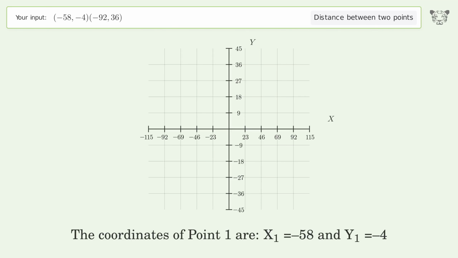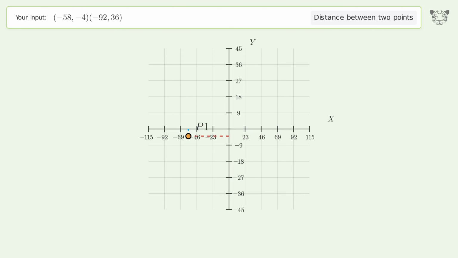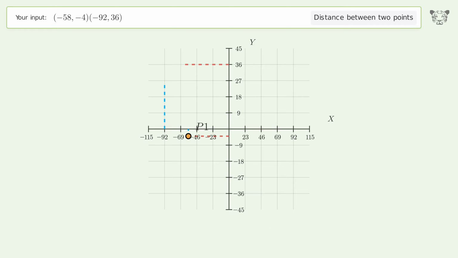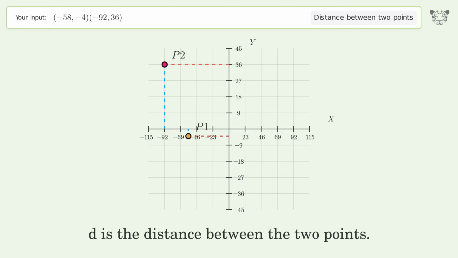The coordinates of point 1 are x1 equals -58 and y1 equals -4. The coordinates of point 2 are x2 equals -92 and y2 equals 36. D is the distance between the 2 points.